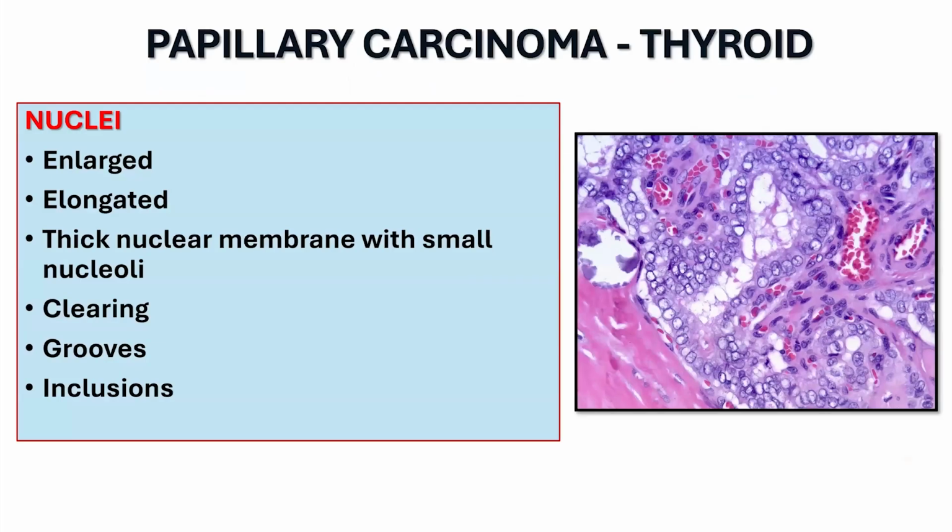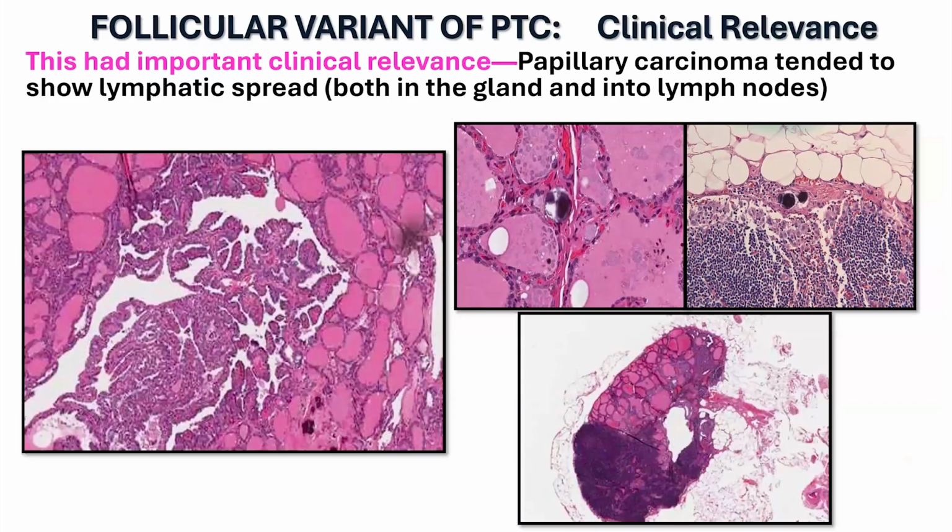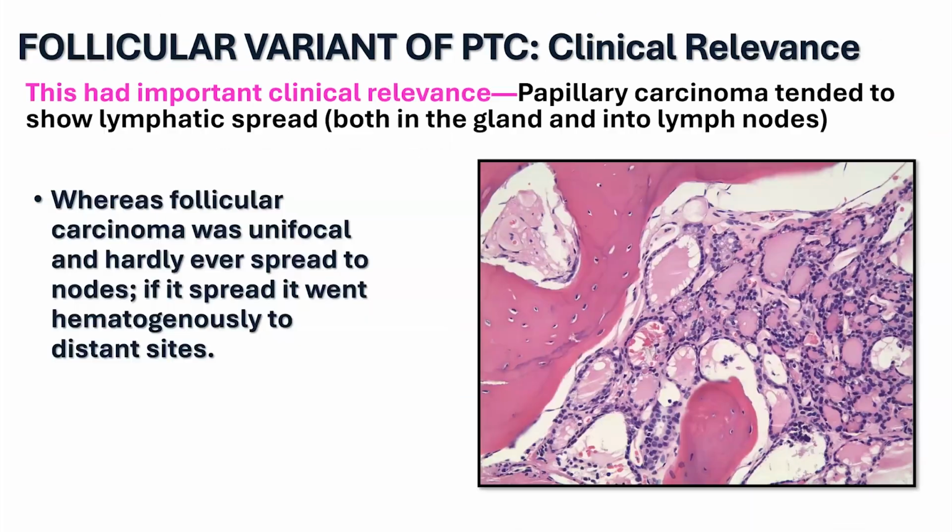And when we look at the nuclei, as a cytopathologist, I'm also a cytopathologist, we really focus on these major diagnostic features, how these nuclei look. I don't need to go through the list, but this is well known to the clinician as well as to the pathologist. Now, when we talk about follicular variant of papillary thyroid carcinoma, I think it had really good clinical relevance. Papillary carcinoma tended to show lymphatic spread, both in the thyroid gland as well as the lymphatics, which was mostly the local or regional lymphatics.